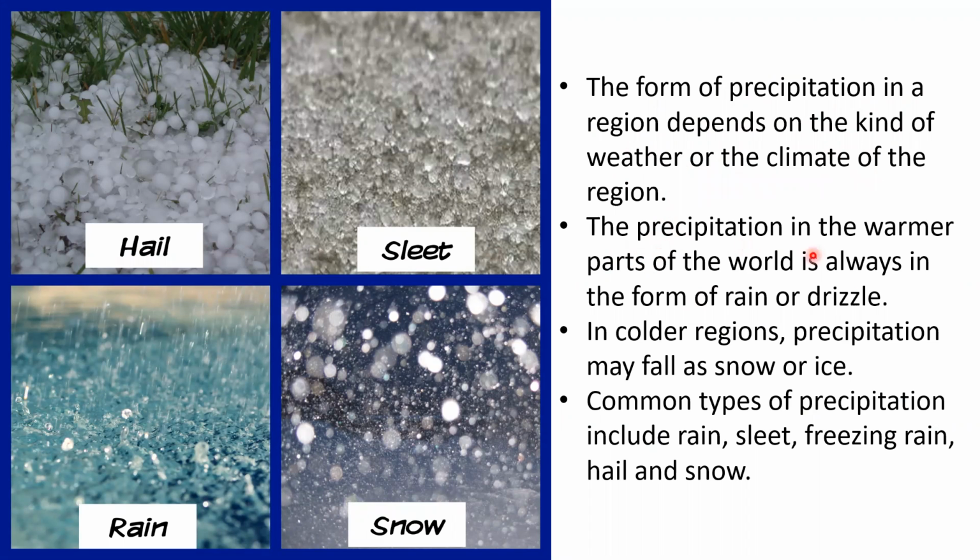The precipitation in the warmer parts of the world is always in the form of rain or drizzle. In colder regions, precipitation may fall as snow or ice. Common types of precipitation include rain, sleet, freezing rain, hail, and snow.